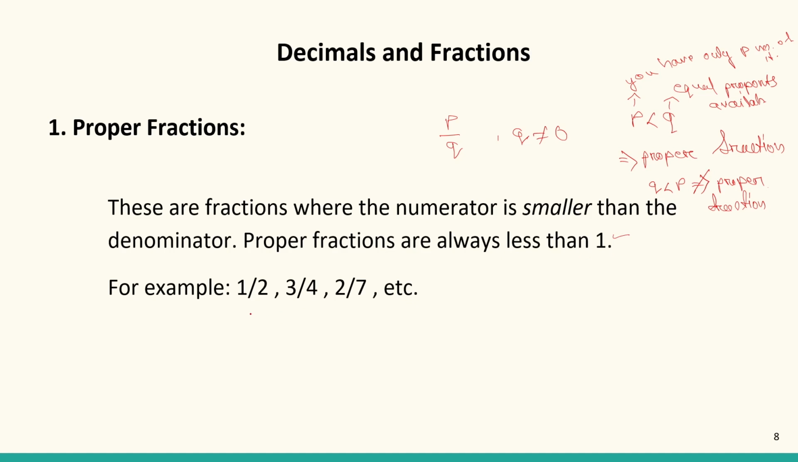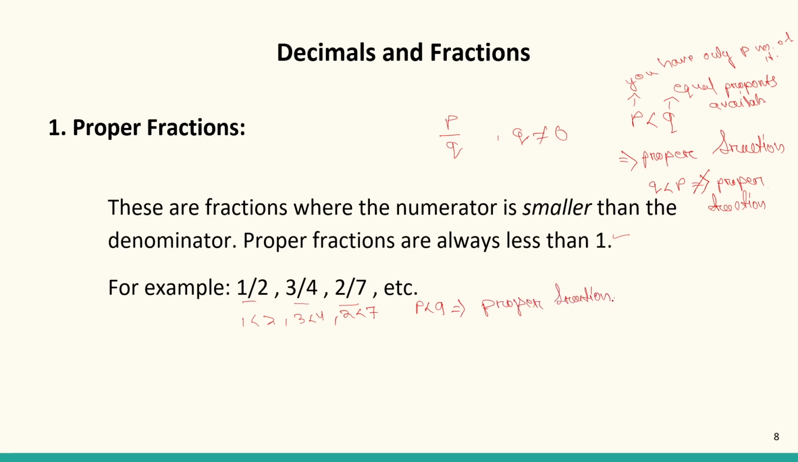For example, 1 by 2, 3 by 4, 2 by 7. In the first case, 1 is less than 2. In the second, 3 is less than 4. In the third, 2 is less than 7. Whenever p is less than q, this implies a proper fraction.